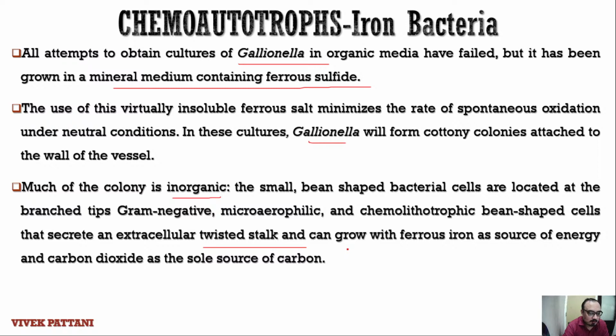They can grow with ferrous iron as a source of energy and carbon dioxide as the sole source of carbon. Obligate autotrophy, as you know, is basically an expression of extreme specialization and adaptation to the respiration of inorganic substrates, and several hypotheses are given regarding autotrophy in the case of Gallionella.